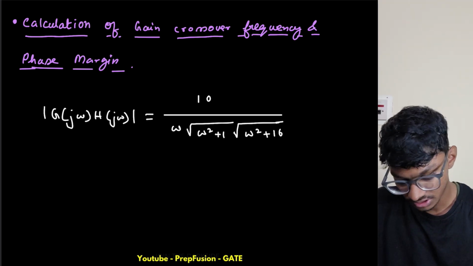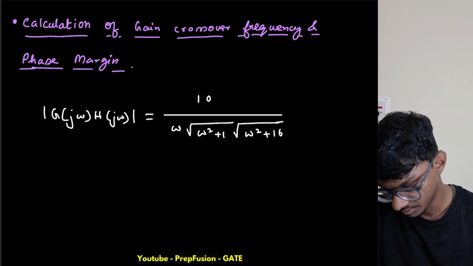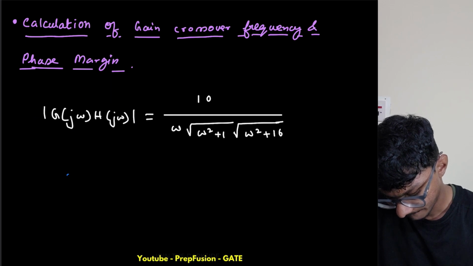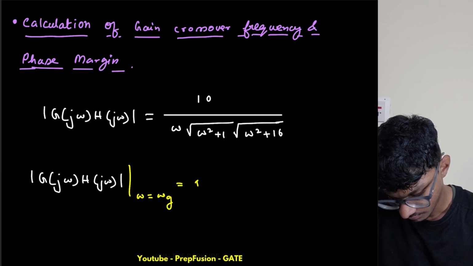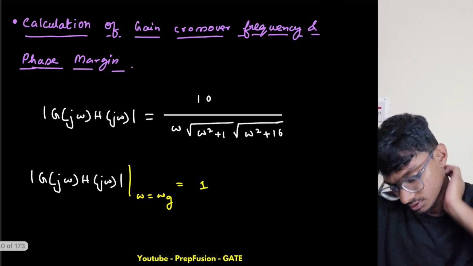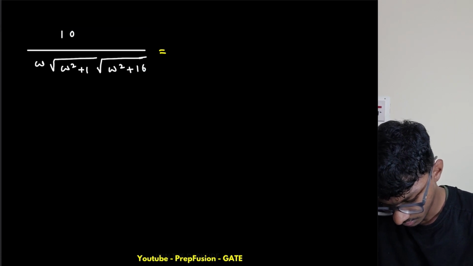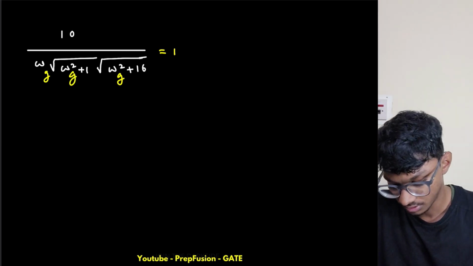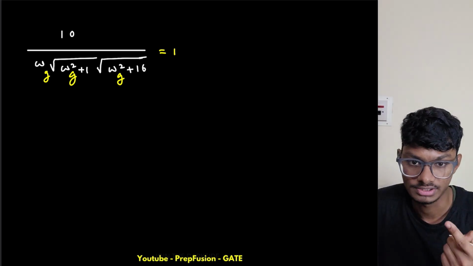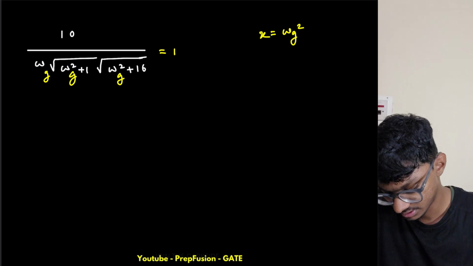So what does this equation become? At gain crossover frequency, what happens? My gain is 1. So I will copy this one. Gain is 1, so this one will be equal to 1 itself. This is omega g, this is omega g, this is omega g, right? And if this is 1, I will square both sides. Sorry, I will name another variable: omega g square equals x, and I will square both sides.